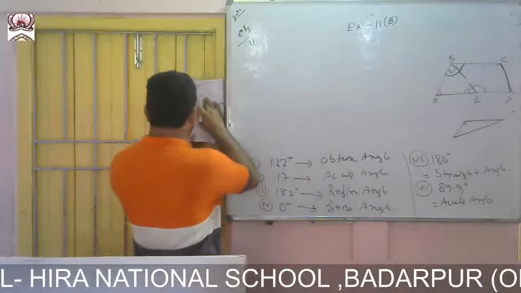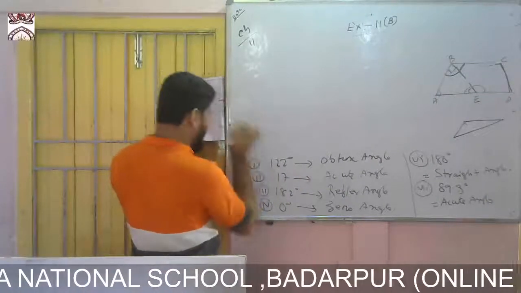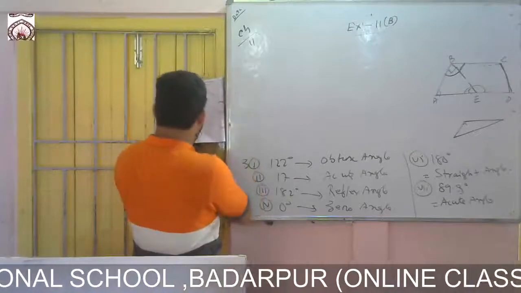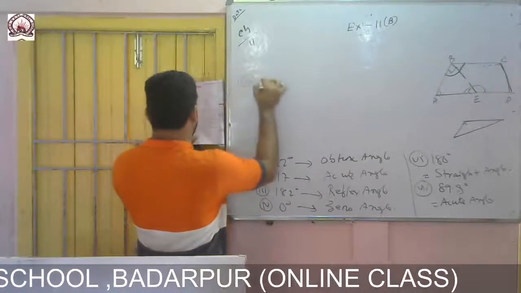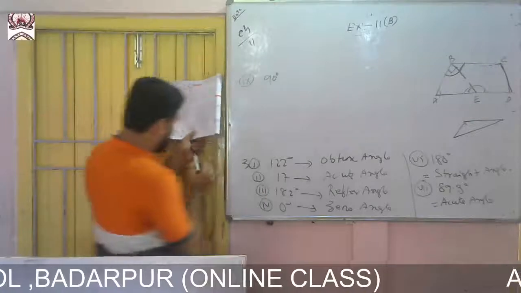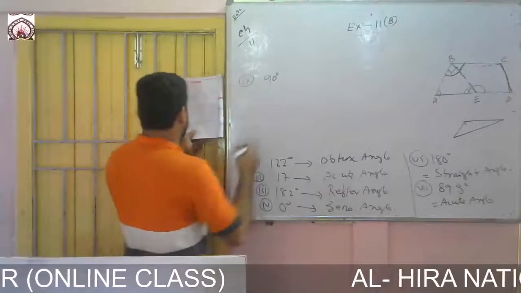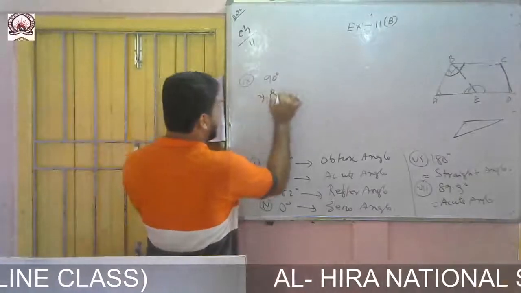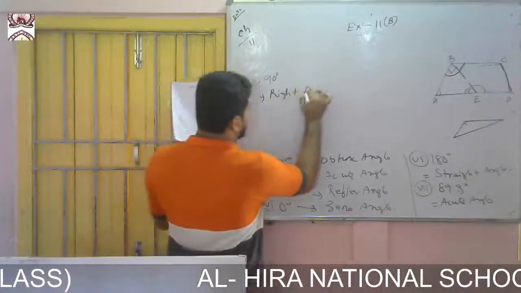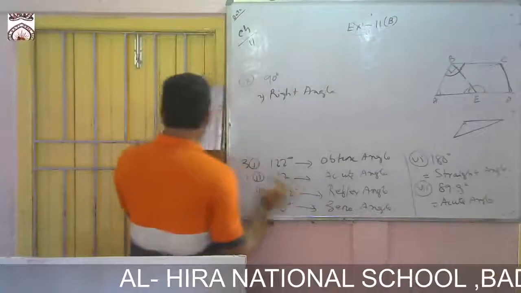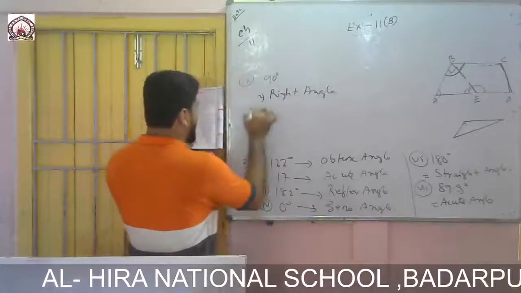Now come to question number 9: 90 degrees. So 90 degrees is a right angle.